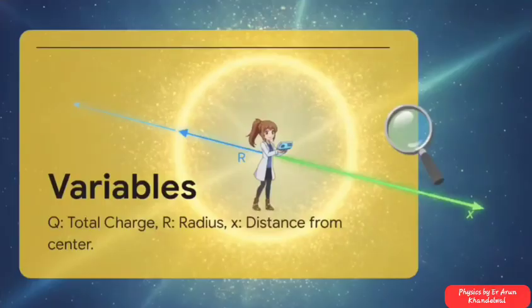You know, what's beautifully simple about this is how the messy physical world just boils down into 3 core variables that we need to track. Q is the total charge locked into the ring. R is the fixed radius of the ring itself. Those two are constants, right? They aren't changing. The only thing that is changing, our independent variable, is x. That's the distance we are standing away from the center along the axis. So everything we're about to do revolves around manipulating that one single variable, x.